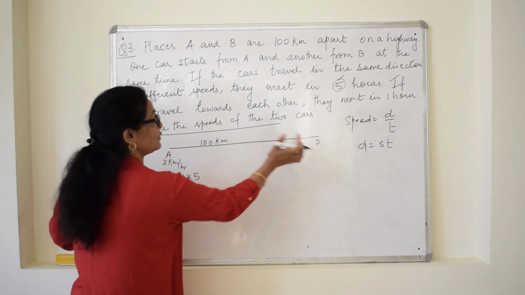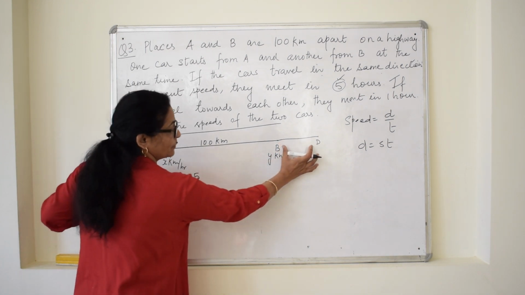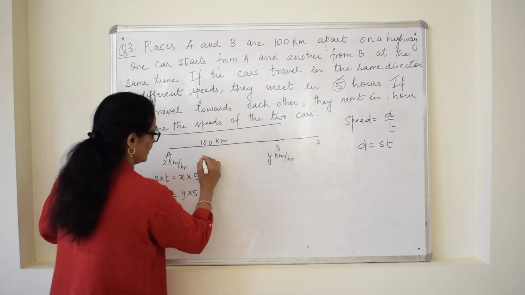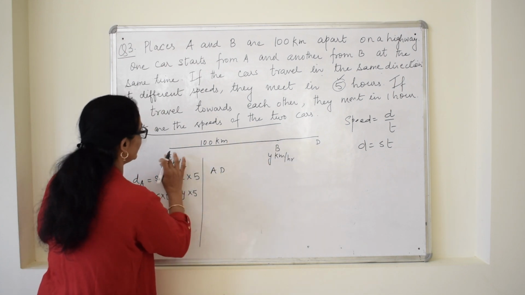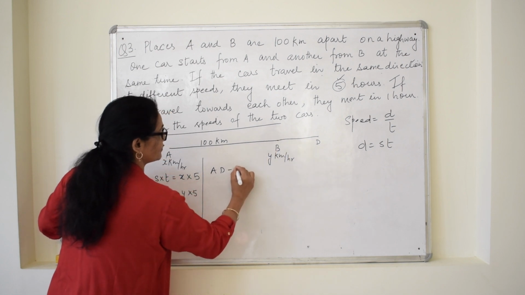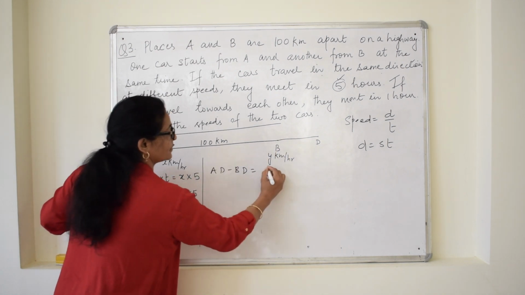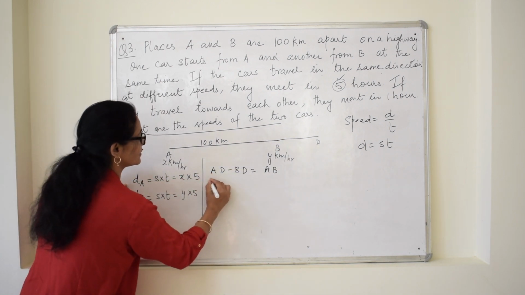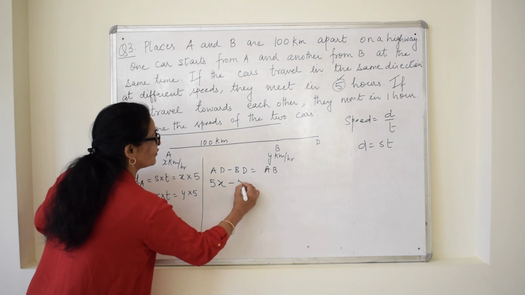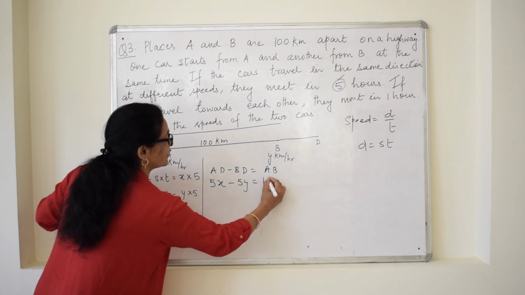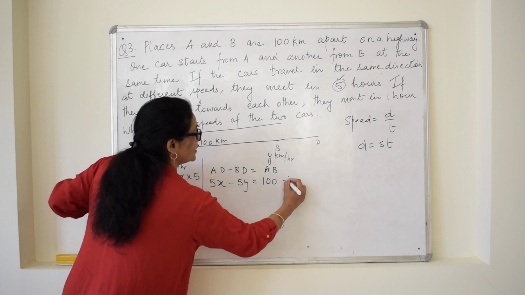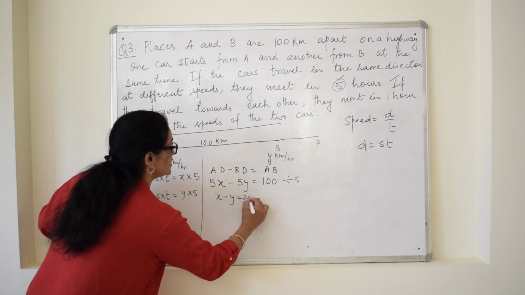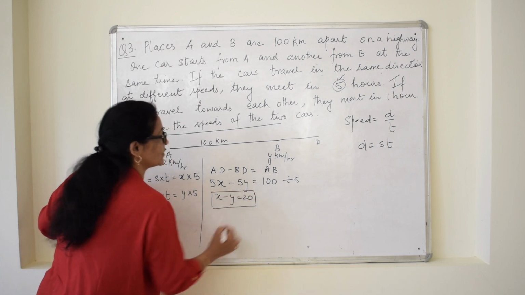So this distance BD is covered by car B, and this is distance covered by car A. Now the relation is AD minus BD will be AB. Now how much is AD? AD is 5x and BD is 5y. This distance is 100. Common factor is 5. Divide the equation by 5. This will be x minus y is equal to 20. This is the first case.